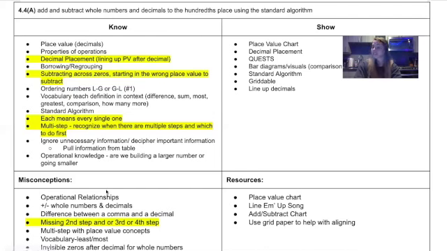And so some misconceptions that they may have, because this has to deal with the know part, are operational relationships, addition and subtraction of whole numbers and decimals, the difference between a comma and a decimal, possibly missing the 2nd or 3rd and 4th step in a multi-step problem, multi-step with place value concepts, and vocabulary with least and most, because it may ask, if they're given a table, what is the difference between the greatest number and the least number, or the highest number and the least number, etc.